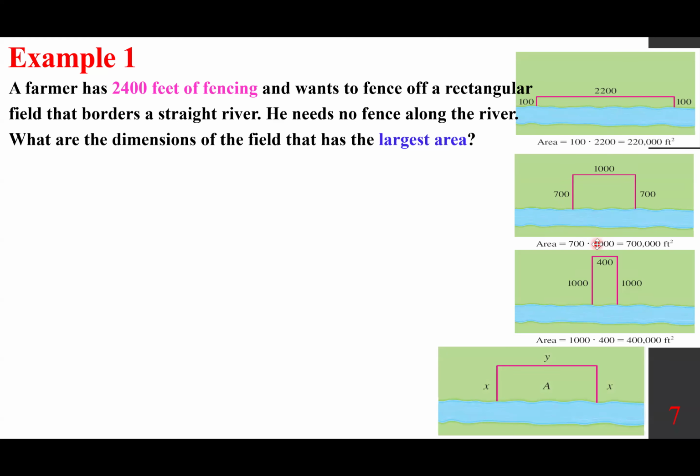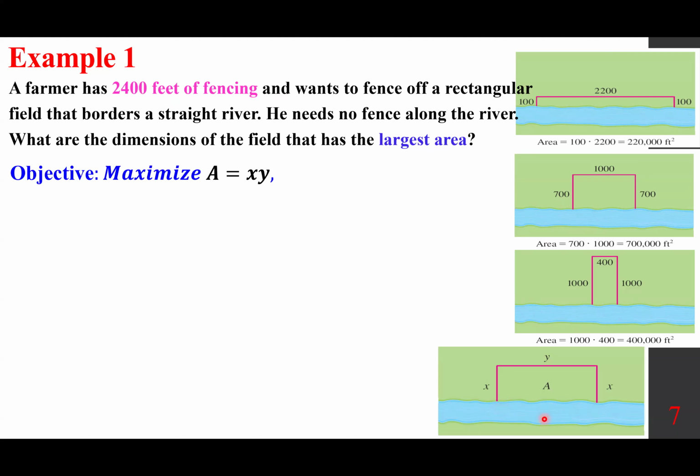Define your variables. Let x represent the width, let y represent the length, and A is the area. So we want the largest area. So the objective is to maximize the area, which is x times y. Twenty-four hundred feet of fencing refers to the constraint, the limiting factors. So it is subject to the constraint such that we have 2,400 feet of fencing.